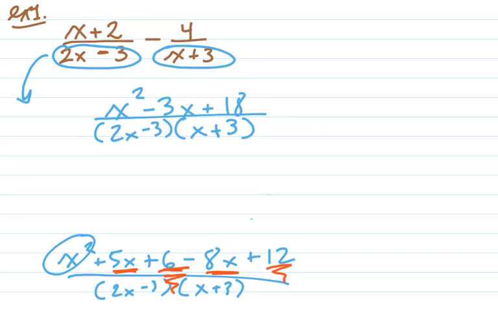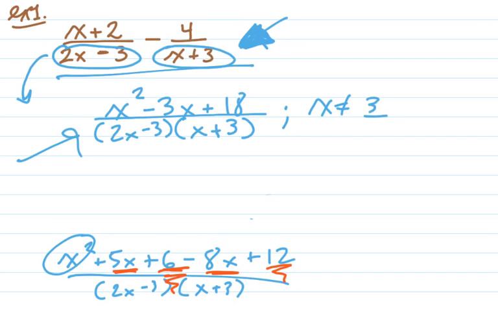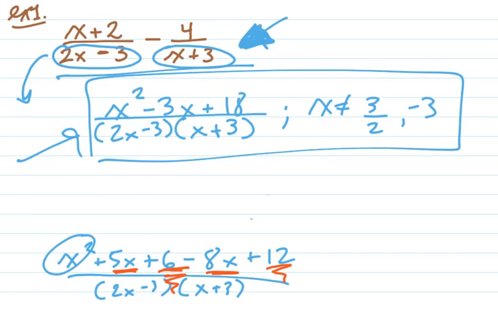Okay? Now, I didn't cancel anything out, so I know my domain restriction in my finalized answer and my domain restriction here are the same. But you have to always take your domain restrictions from the unaltered problem. So they are going to be x cannot equal 3 over 2 and negative 3. Okay, and that's your answer.